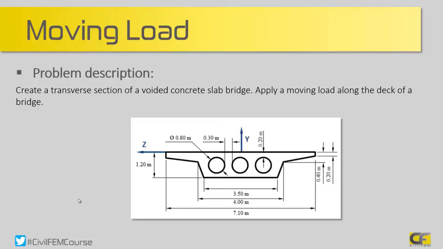Here you can see the dimensions of this cross-section of this voided slab bridge with three holes. I will create a kind of short version of this, not following the same dimensions, just to show you how to define a capture section for a concrete cross-section.